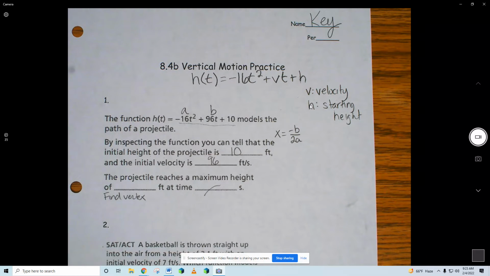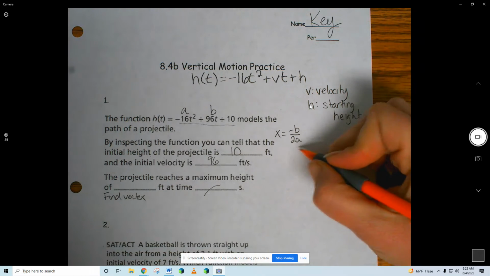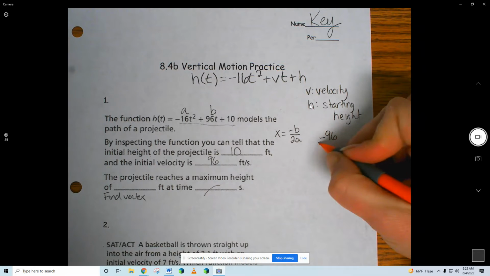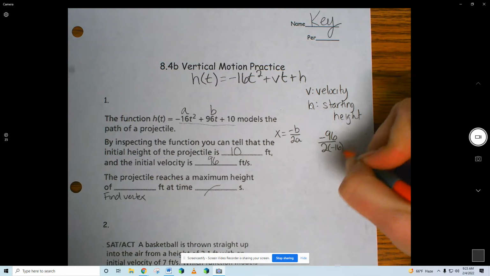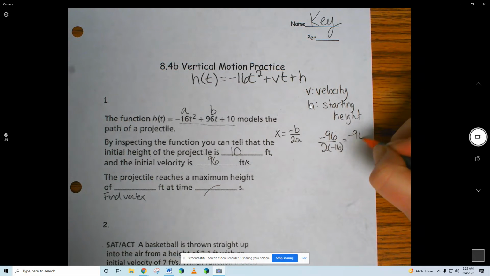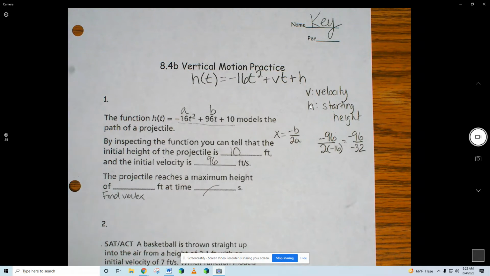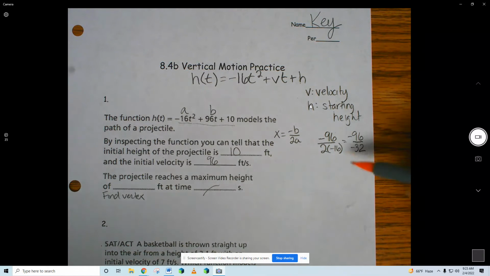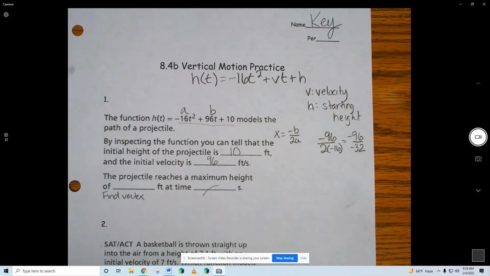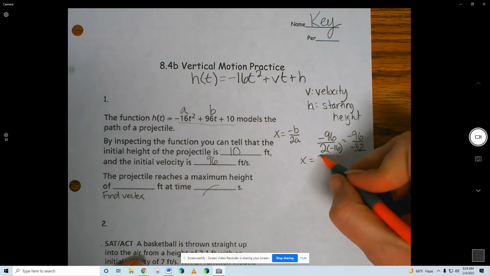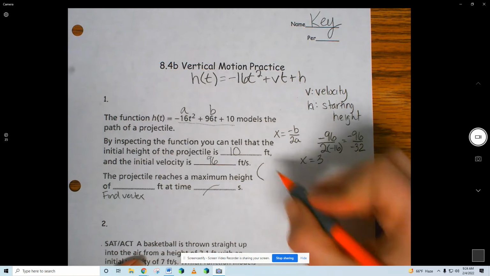Okay, so negative 96 over 2 times negative 16. Negative 96 over negative 32. Does 32 go into 96? What's 3 tripled? What's 2 tripled? Hey, it goes in. So that's like a shortcut. My x is positive 3. 3, comma.